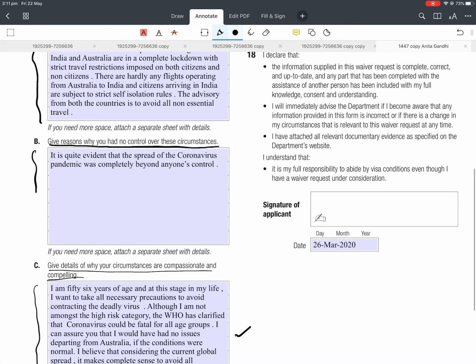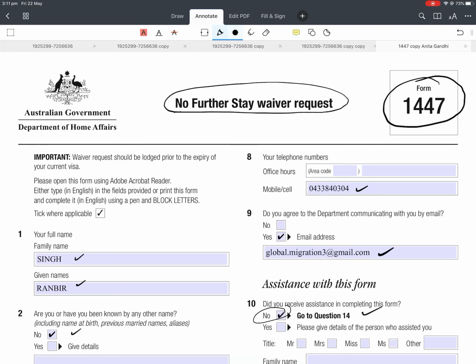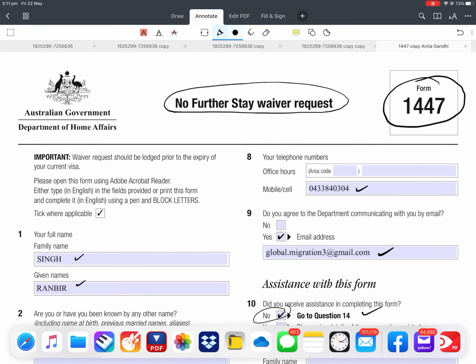And again, the important part, last but not the least, of course, your signature and the date. Of course, the date is not current, I'm sorry, but yeah, the current date. So that was all about filling the form 1447, which specifically relates to the no further stay waiver request.